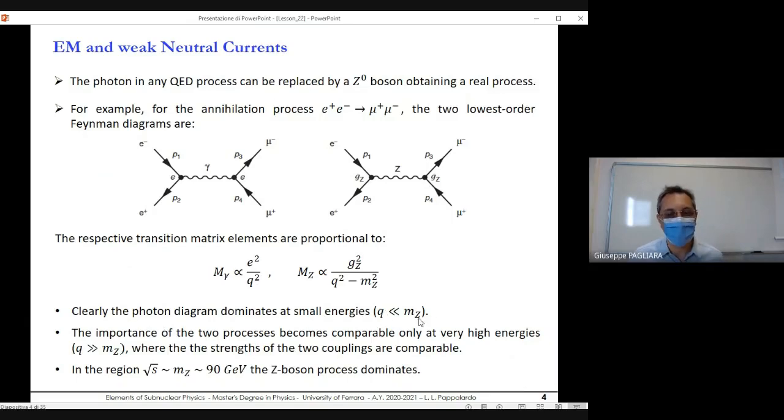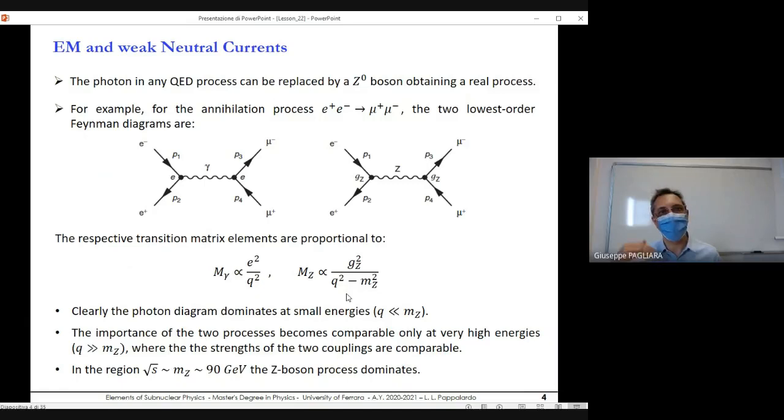When Q is much smaller than the mass of the Z, the propagator of the Z is, of course, damped by the large mass of the Z in the denominator. So at small energy, this is the dominant process, and the other is highly suppressed. On the contrary, at very large energy, when Q squared is much larger than the squared mass of the Z, it is now the mass of the Z that becomes irrelevant.